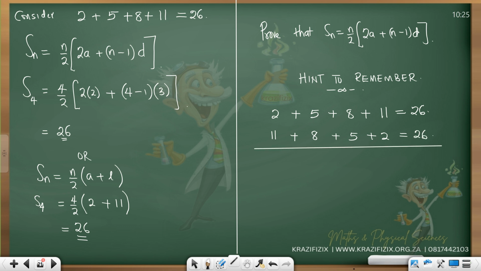Okay, hold on. Here's the magic. I want you to see something. What if I add downwards? You might not have thought about this before, but look at the beauty of it. What is 2 plus 11? That will give me 13. What is 5 plus 8? 13. What is 8 plus 5? What is 11 plus 2? What do you notice? And that will be 26 plus 26. That will be what? 52.